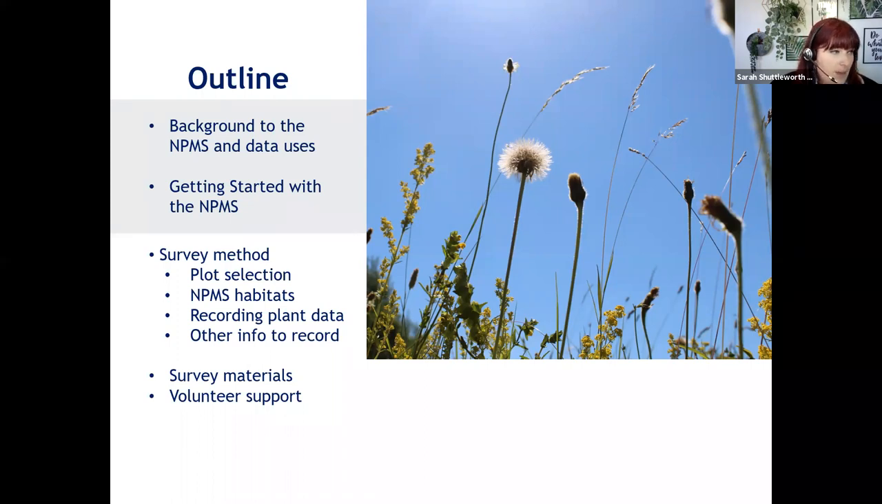The basis of the NPMS is that across the UK, monads, or simply 1 kilometre squares, have been randomly designated, and then volunteers across the UK can allocate themselves one or more of these to survey twice a year, every year.